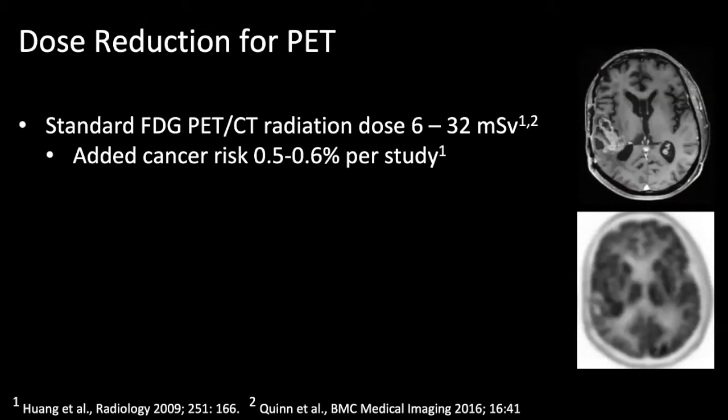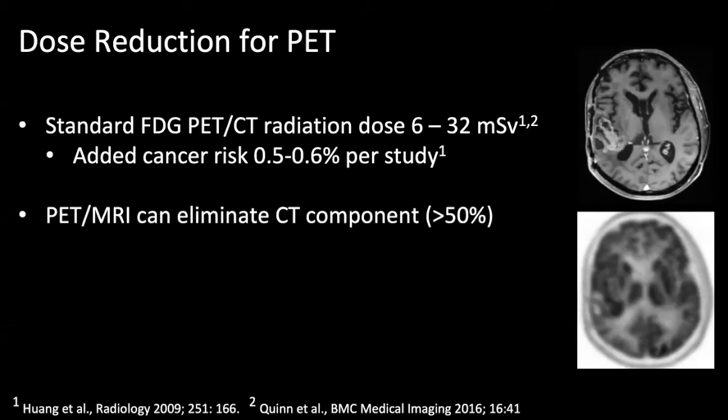All right, let's talk about dose reduction a bit. As many of you know, FDG PET is the most common PET study that's done in the country. And the radiation dose is actually reasonably high. It's between 6 and 32 millisieverts. Just to give you a flavor, the annual background radiation that one gets might be about 50 millisieverts per year. So one group has calculated this has led to an increased cancer risk of about 0.5 to 0.6% per study, which is not very big when you consider the overall cancer risk in most people is about 30%. But still, if you want to do multiple studies, this will add up.